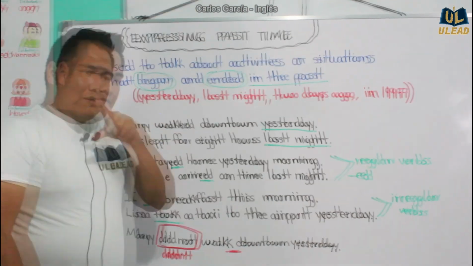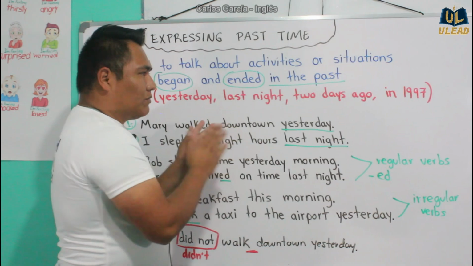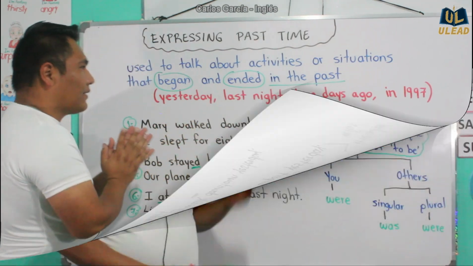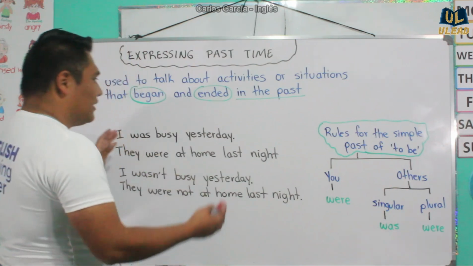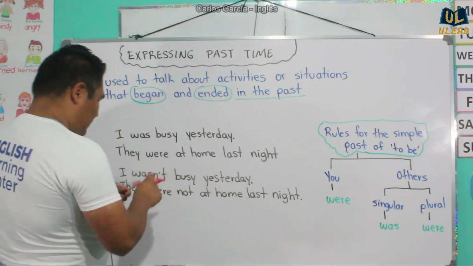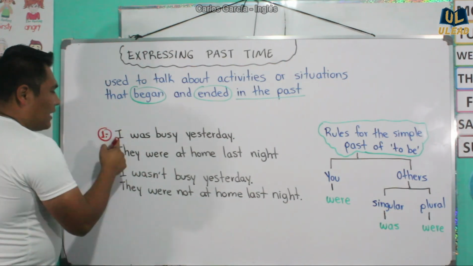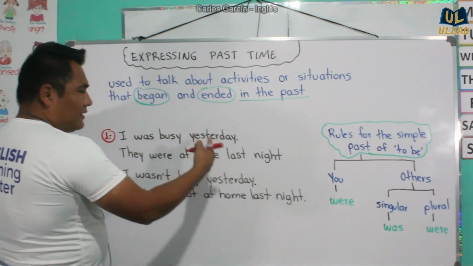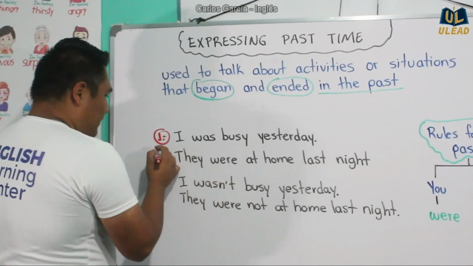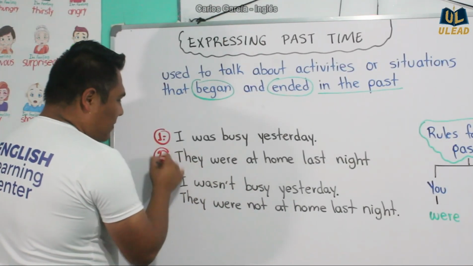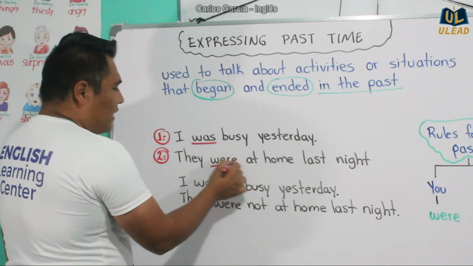There is one part that I want to share as extra, so I'm going to erase, and I'm going to explain that very quickly. The other part that I wanted to share with you is about the verb to be. We have a few sentences here. The first one, I was busy yesterday. I was busy yesterday, okay? And number 2, they were at home last night. So we use was and were.